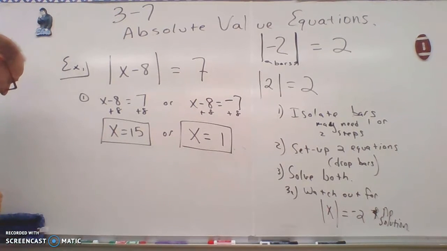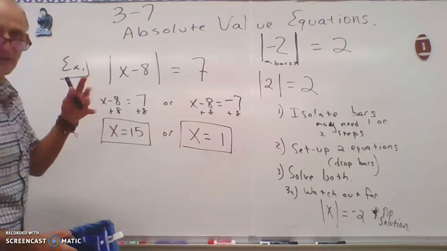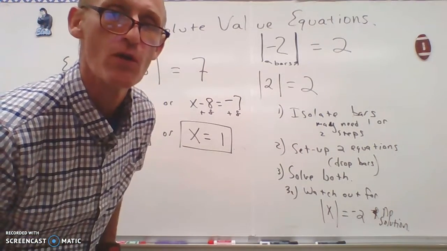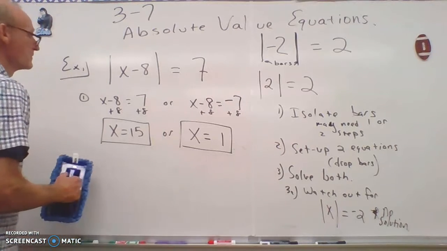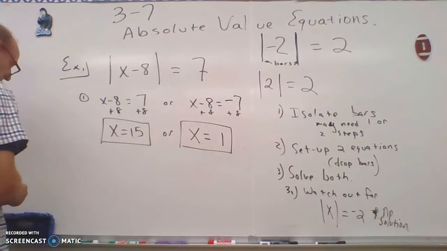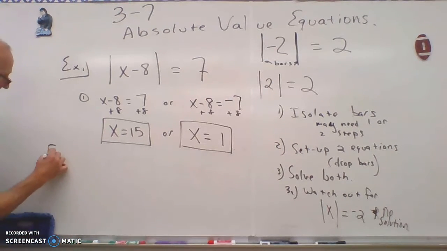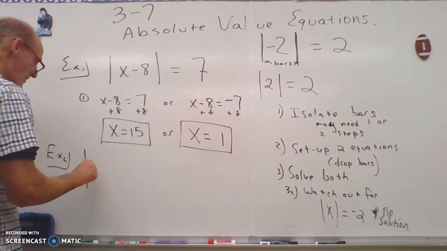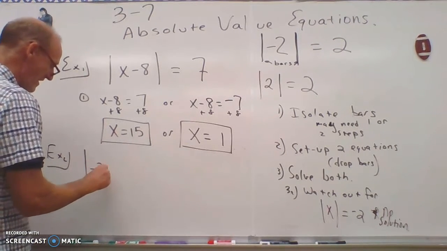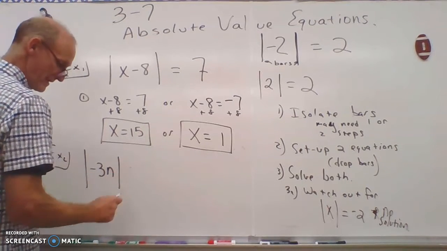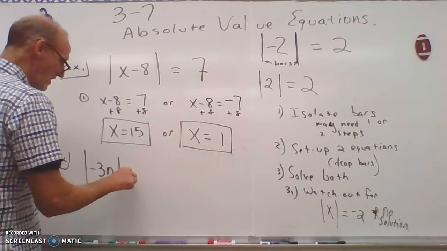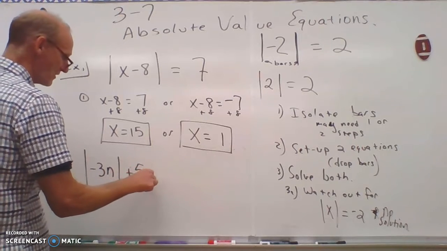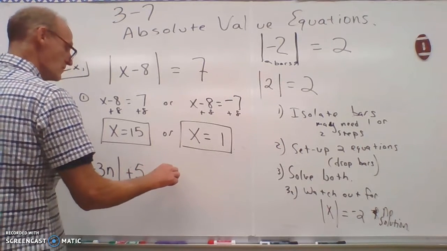Now you can back this video up and copy that problem down, but I'm going to want this room right here, okay? So I'm going to do another example. Maybe I'll just write it down here, write kind of small. Example 2. See this okay? All right. So one that you might have something that looks like this, all right? The absolute value of negative 3n plus 5, okay, equals 20.